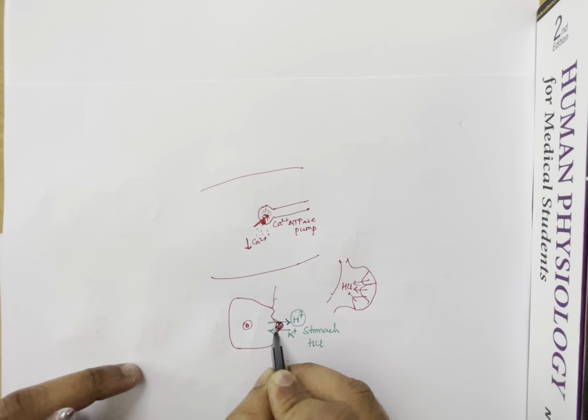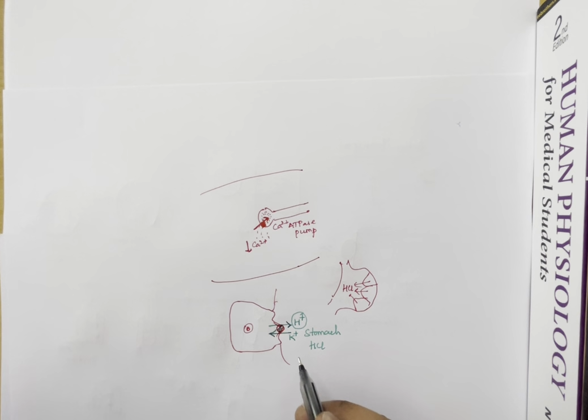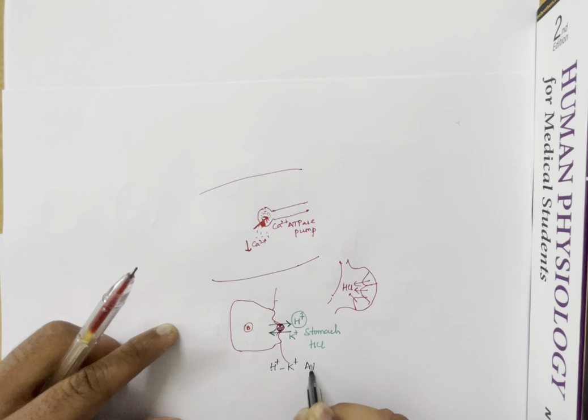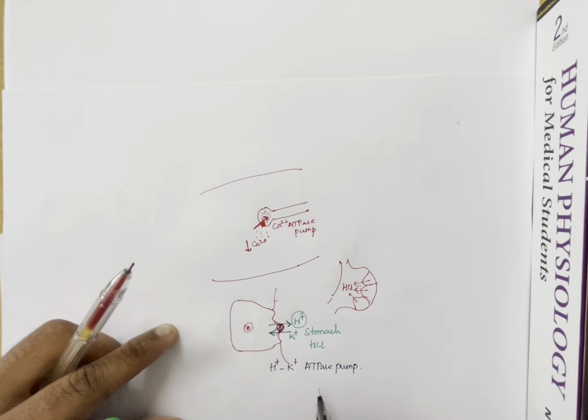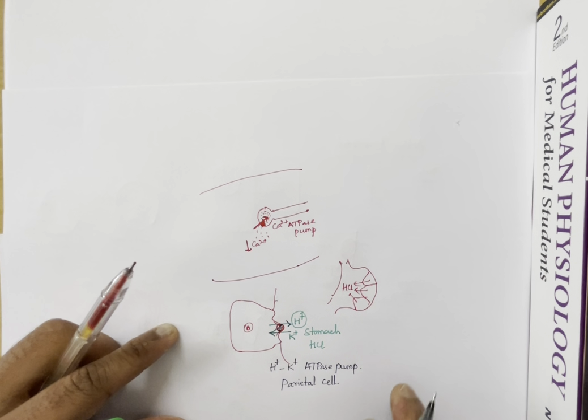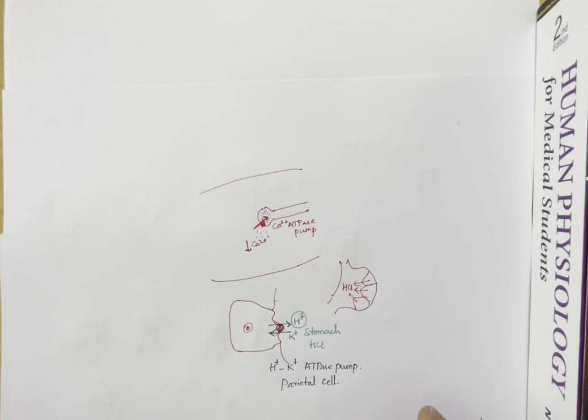in one direction when compared to the ion in the opposite direction. So this is like a protein acting simultaneously, pumping two substances in opposite directions. You can consider it as an antiport. So the H plus K plus ATPase pump present in the parietal cells. So this is also an example for primary active transport.